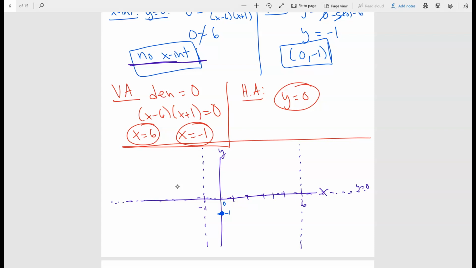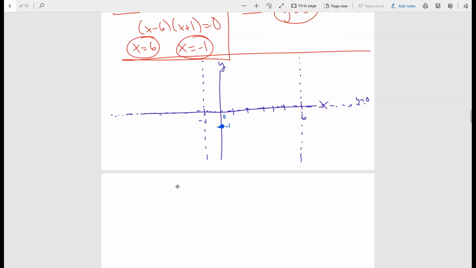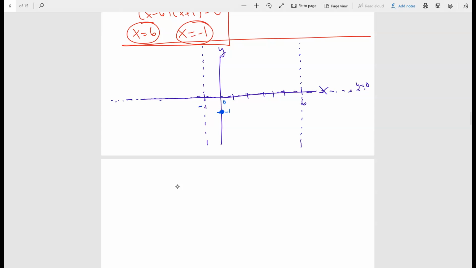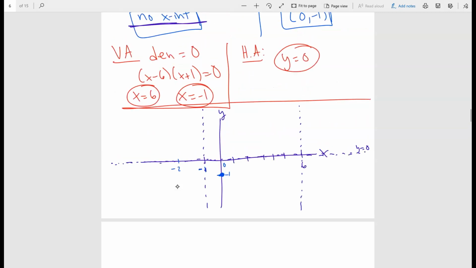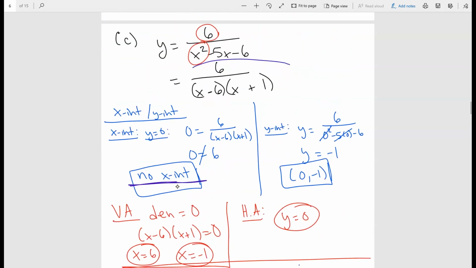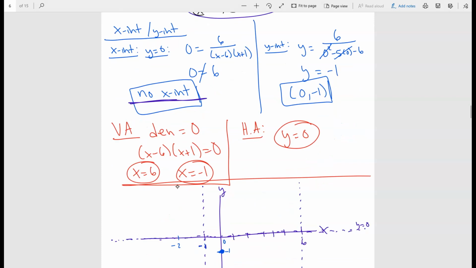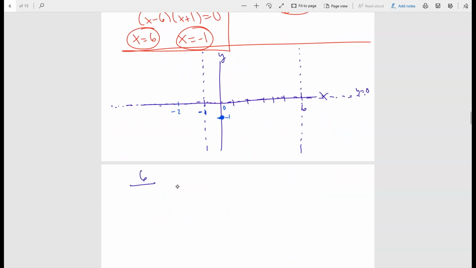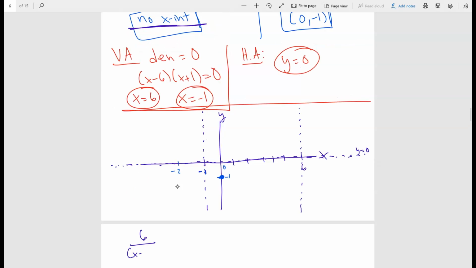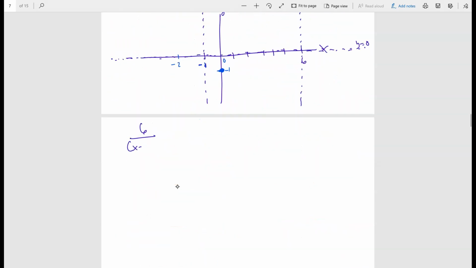Okay, so now at this point, what we want to do is let's go ahead and try to plug a couple points in. So to the left of negative 1, let's plug in a random point. Let's plug in like negative 2. Okay, so what is that going to be? So we need to see, is it going to be greater than 0 or less than 0? So I'm going to choose this guy to plug in the points into. So 6 over x minus 6, x plus 1.